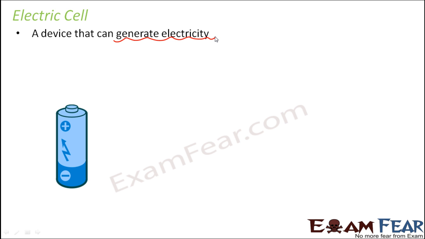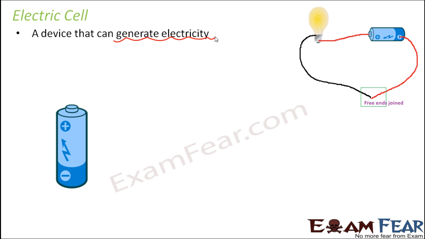Now when we talk about current flowing, what is current? Nothing but the flow of electrons. But from where are we getting those electrons? Those electrons are actually coming from the cell. So if there is no cell, obviously there is going to be no current. So the cell is a very important part of the electric circuit.